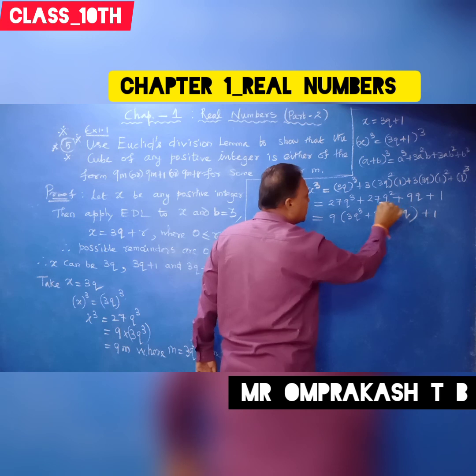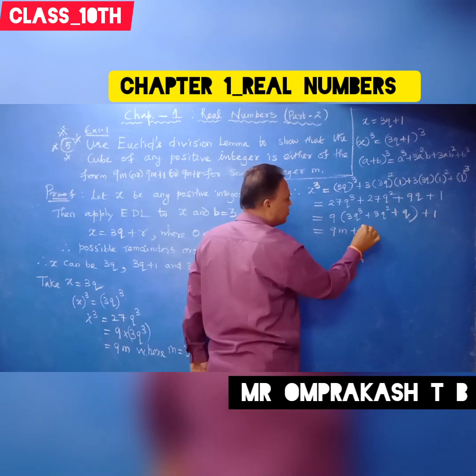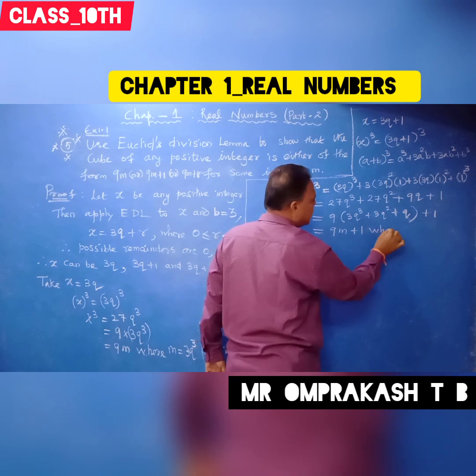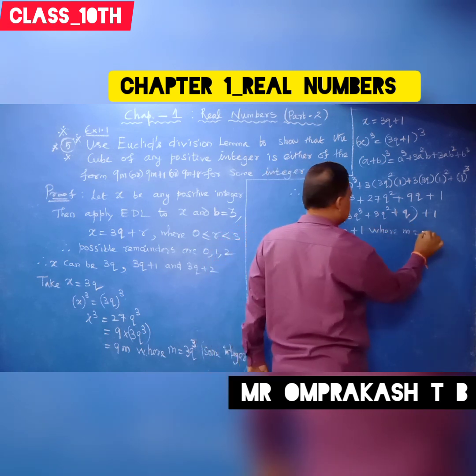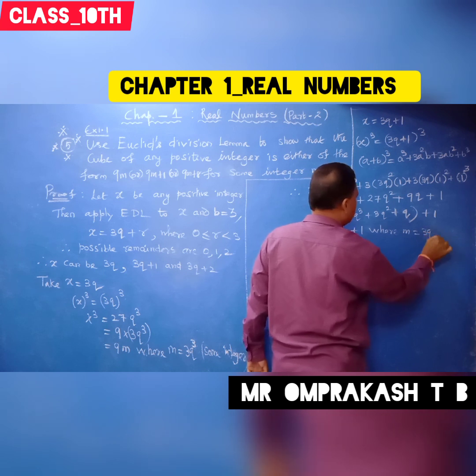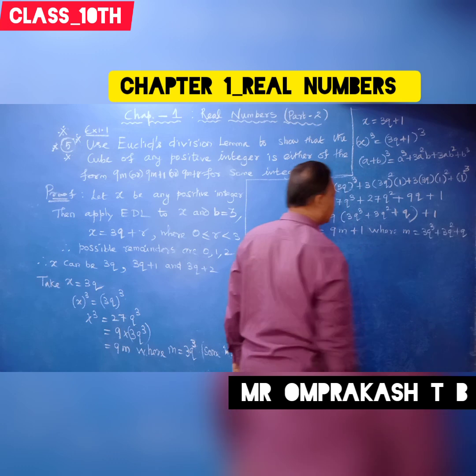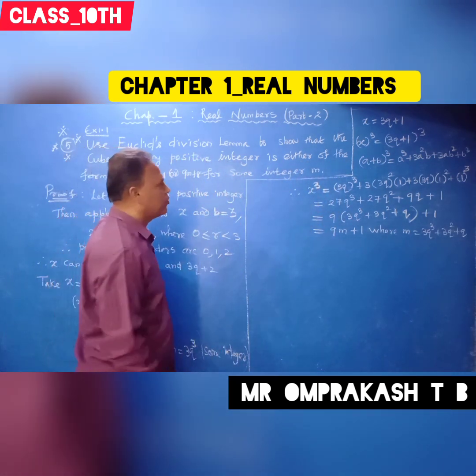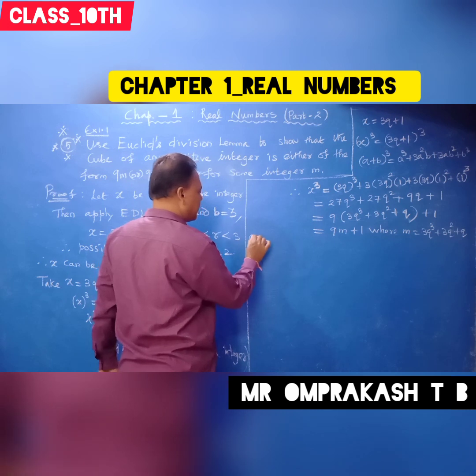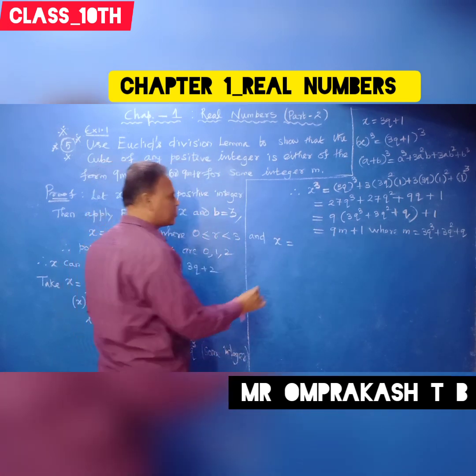So now you take it as m. That is 9m plus 1, where m is, you have to write this fully: 3q cube plus 3q squared plus q. m is some integer. Clear? Now next you take the next number, x is equal to 3q plus 2.